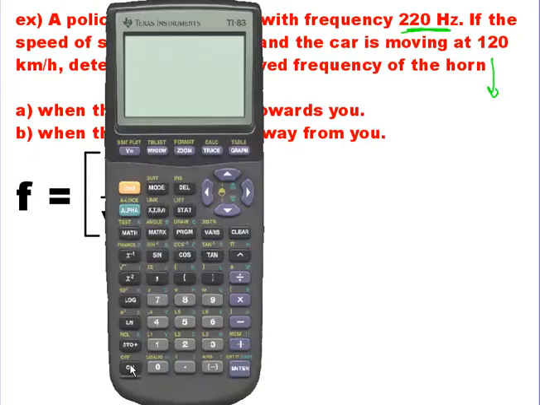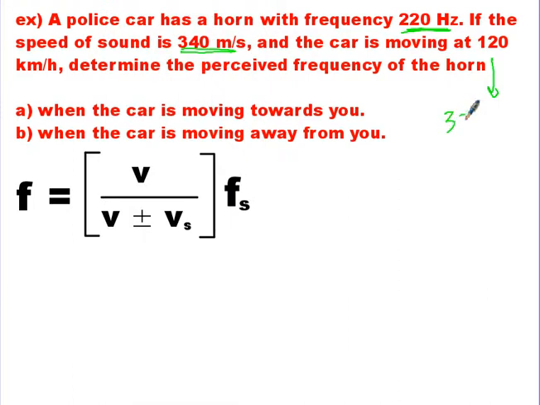Okay, first thing we want to do, 120 kilometers per hour, we want to make that into meters per second because we have 2 different units there, so we don't want to compare different units. I'll divide that by 3.6. That's my conversion factor. 33.3 repeating meters per second. Okay, now for the formula.